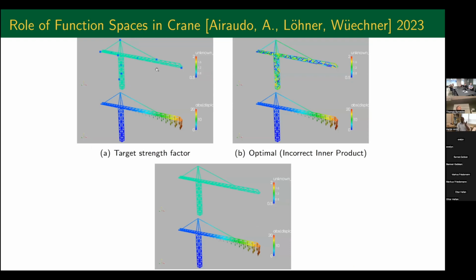We try to solve this problem blindly without respecting the function spaces. We get such a result, although we wanted a uniform strength factor like this. If you realize that your problem is your gradient is in the dual of your H1 Sobolev space, and then use the appropriate Riesz maps, you get a result like this. So again, the purpose of this slide is to make sure that when you're working with such problems, you respect the appropriate inner products and use the appropriate Riesz maps.